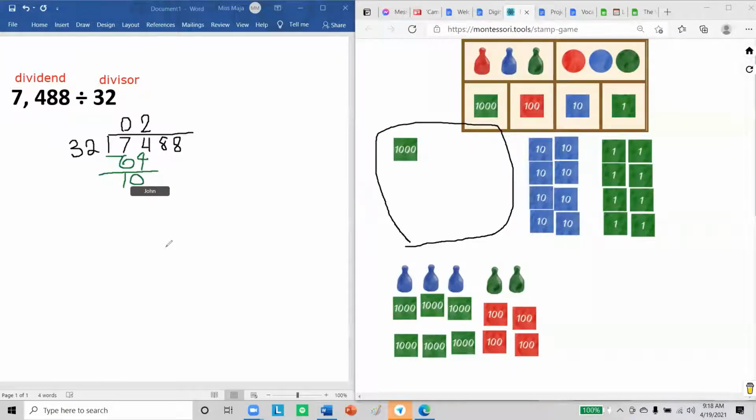So now you are left with 10, which is 1. And that's what it represents here. You bring down the 8, right? And it becomes 108. And then you have to divide 108 by 32. So now you have 108 divided by 32.